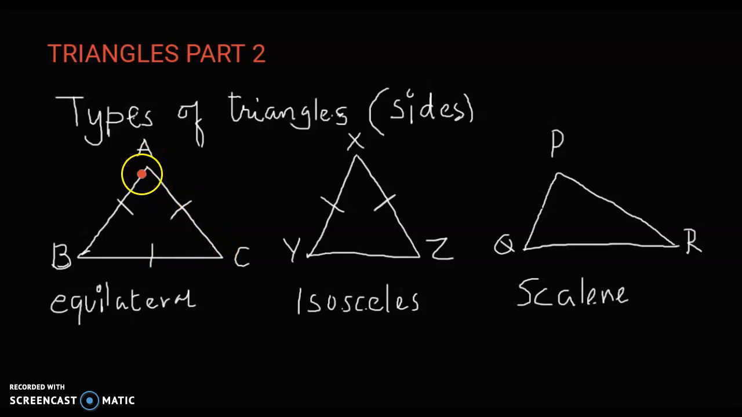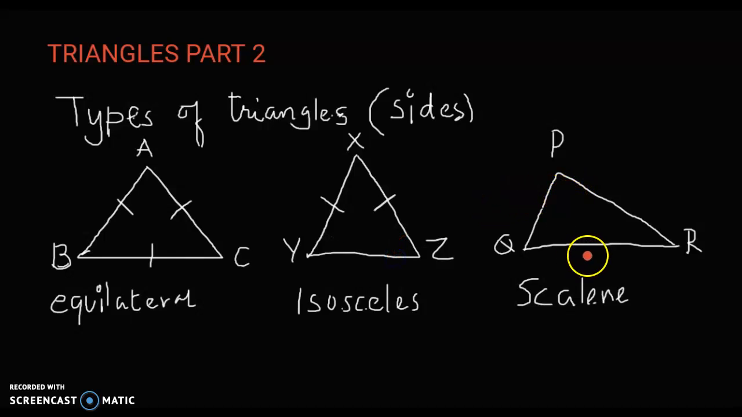Now what happens is if all the sides are equal, all the angles also will be equal. Okay, so this is an equilateral triangle. The second one is an isosceles triangle, where only two sides are equal. If two sides are equal, their opposite angles also will be equal. Opposite to this side and opposite to this side, these are the two angles that will be equal.